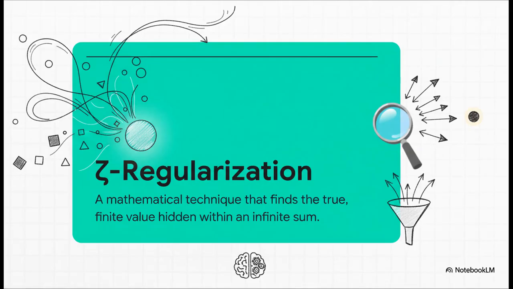So how does FQFT fix this? Well, it uses a really powerful mathematical technique called Zeta regularization. Think about it like this. Instead of just throwing your hands up and ignoring the infinity or sweeping it under the rug, this method actually analyzes the pattern within that infinite sum. And it pulls out the single, real, finite value that was hiding inside it the whole time. It's not a cheat. It's a way of revealing the true answer that the infinity was just masking.